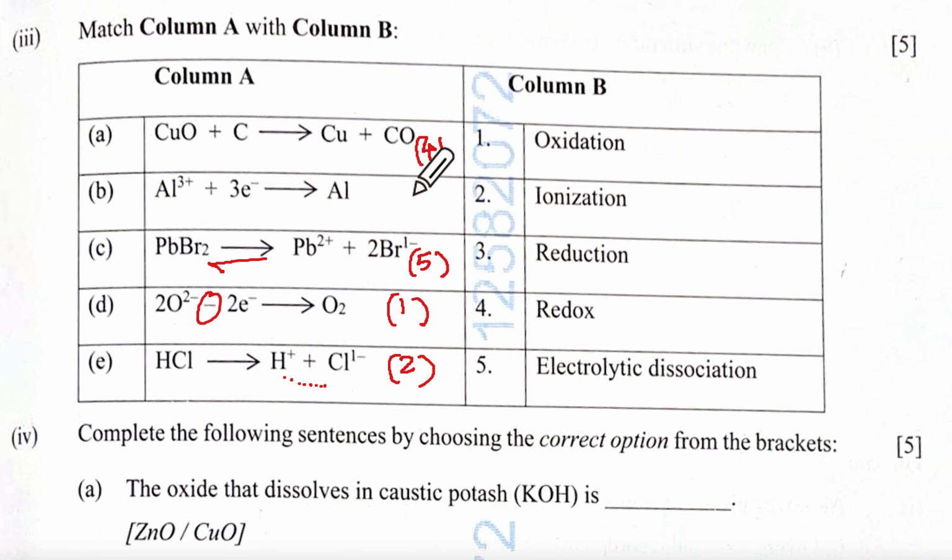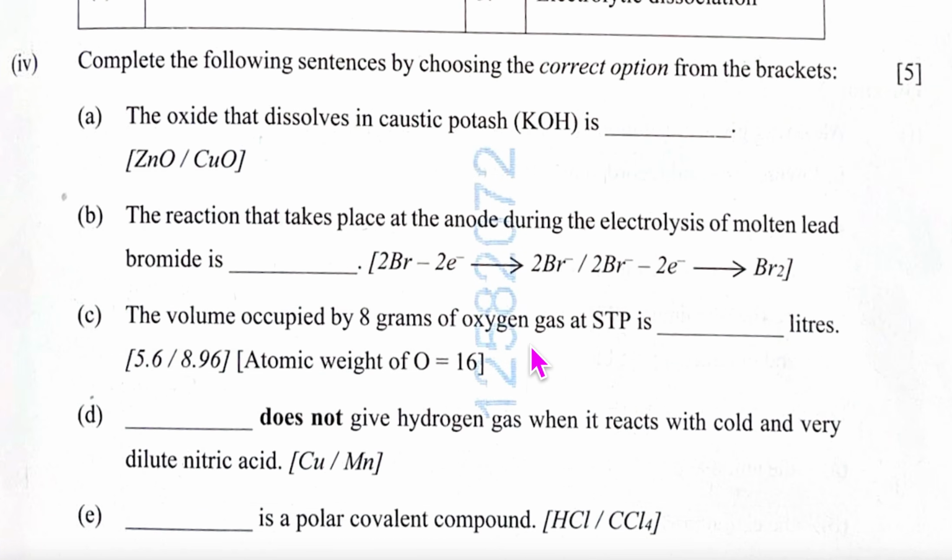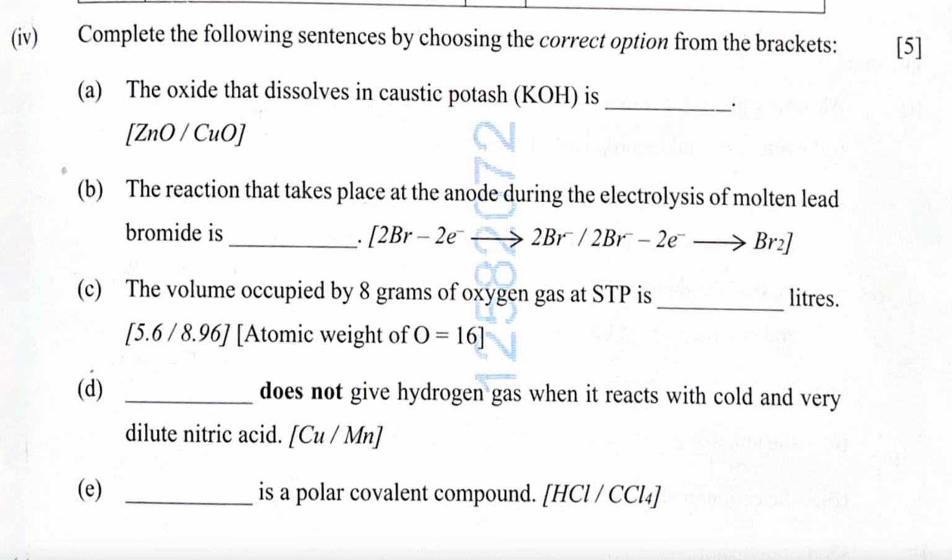This was 4 and this was 3. Okay, so this is how it is, your full marks. Okay, we come to the fourth one. Fourth one will be: complete the following statements with the correct option. The oxide that dissolves in caustic potash will be amphoteric, which means it will have to be ZnO, because it will give you K2ZnO2 in the alkali.